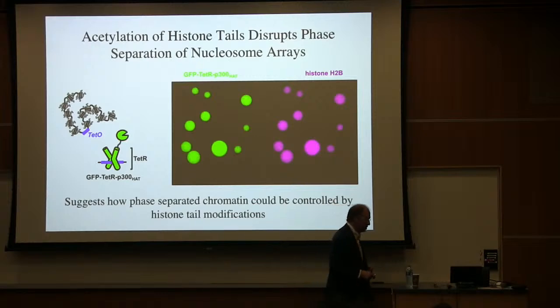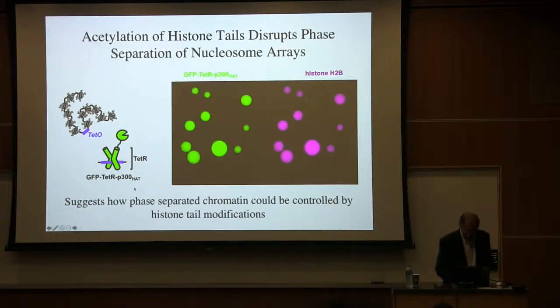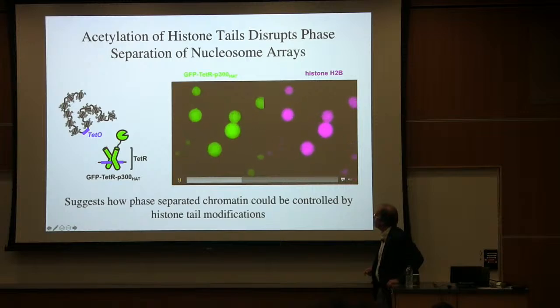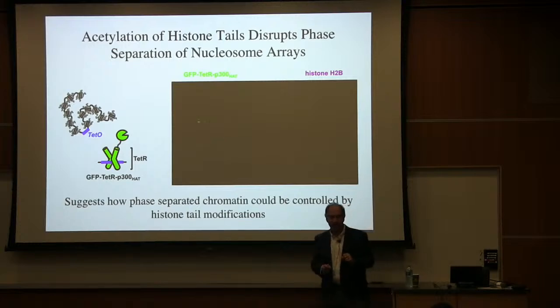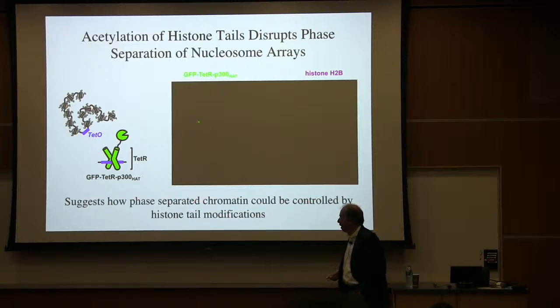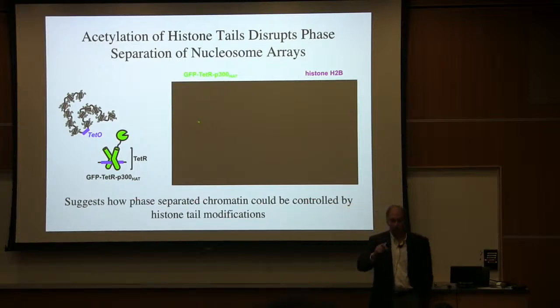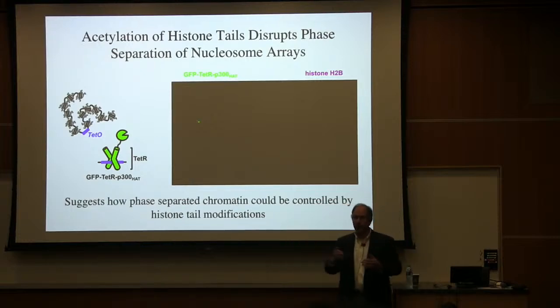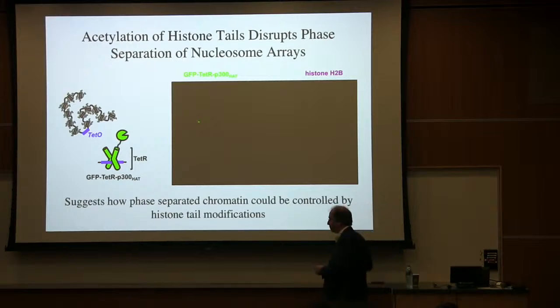And if we add acetyl-CoA, which is a cofactor for acetylation, you can see as the acetylation proceeds, the droplets become a little dimmer, dimmer, dimmer, and then eventually they crumple up and go away. And so what this suggests to us is that chromatin, phase-separated chromatin, could be controlled through acetylation of the histone tails, which evidently weaken nucleosome-nucleosome interactions. We don't know how yet, other than obviously they quench the charge, and that ultimately causes lower density and ultimately leads to complete dissolution of the system here.